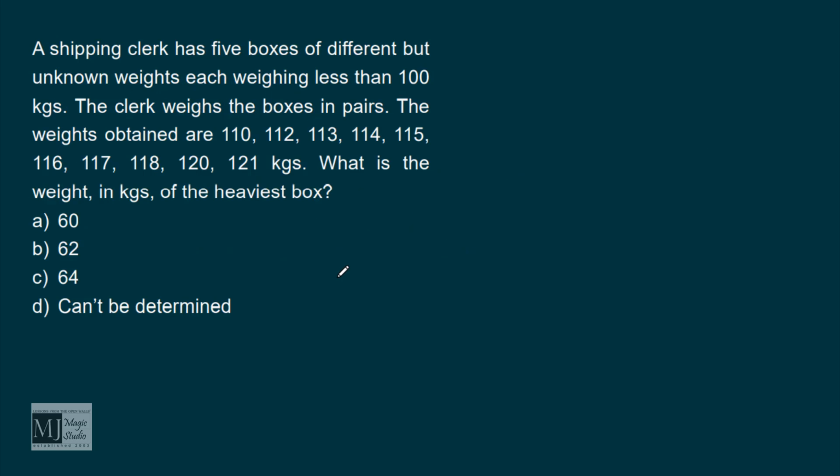You must have gone through the question, isn't it? A shipping clerk has 5 boxes of different but unknown weights, each weighing less than 100 kgs. The clerk weighs the boxes in pairs. The weights obtained are something which is known to us. What is the weight in kgs of the heaviest box? You know the history of this particular question.